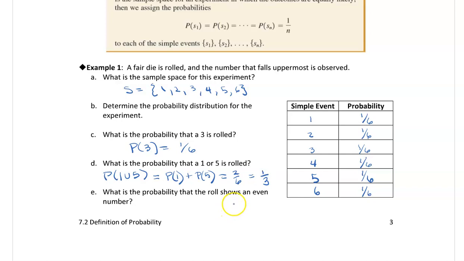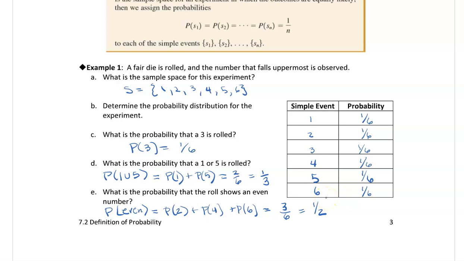What's the probability that the roll shows an even number? I'm just going to write even, but we know that it's the union of all the simple events that are even, so 2, 4, and 6. So it's the probability of 2, 4, or 6. We can add the probabilities: the probability of 2 plus the probability of 4 plus the probability of 6. Again, we're just going to add up a bunch of 1/6. 1/6 plus 1/6 plus 1/6 is 3/6, and we can reduce that to 1/2. So the probability of rolling an even number is 1/2. Easy enough, right?